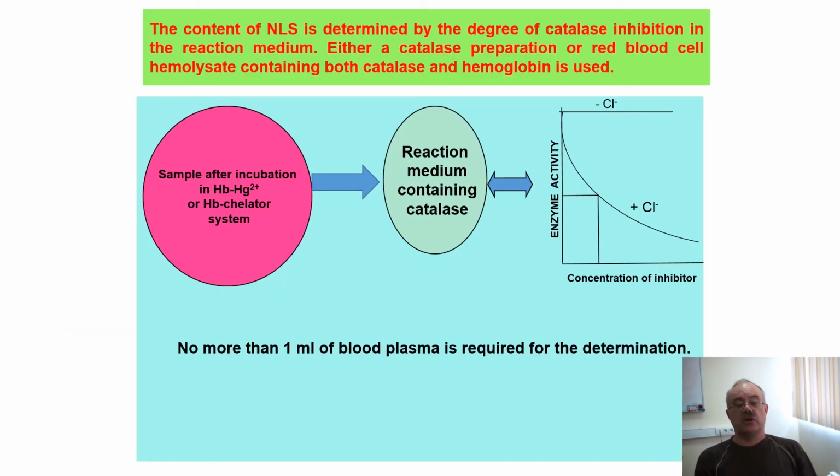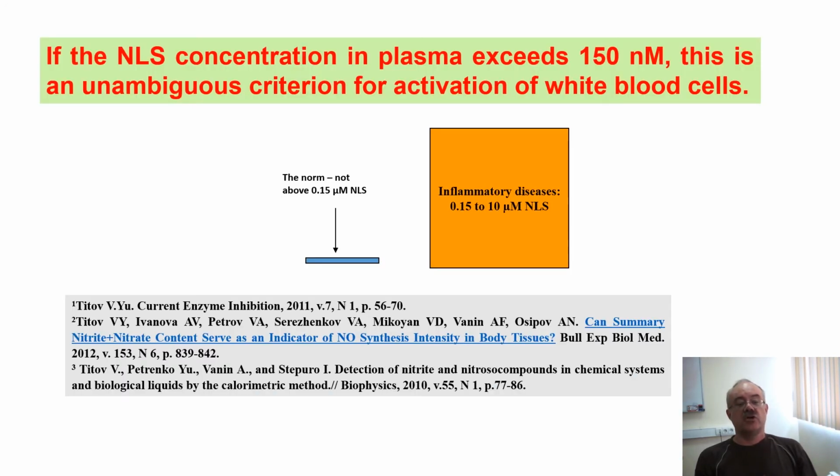We can call these compounds a nitrite-like substance. Its content can be determined by the degree of catalase inhibition in the reaction medium after incubation of the sample in this system. No more than 1 milliliter of blood plasma is required for determination. If the nitrite-like substance concentration in plasma exceeds 150 nanomole, it is an unambiguous criterion for activation of white blood cells.